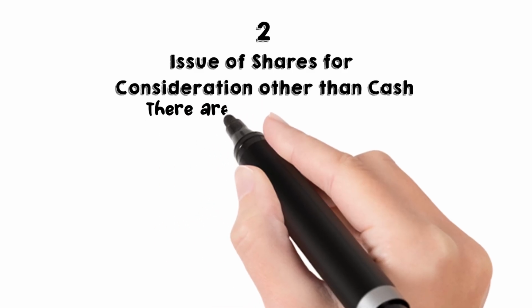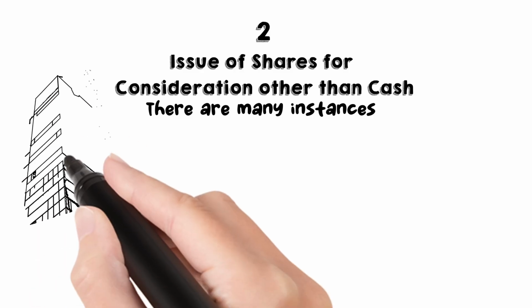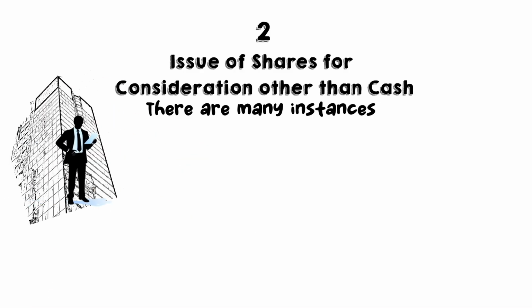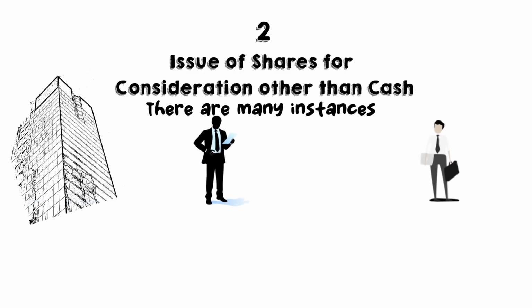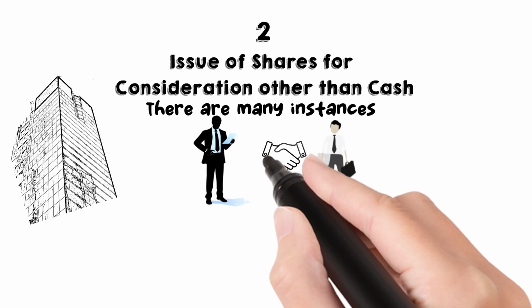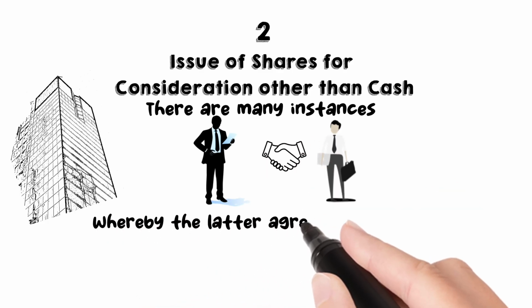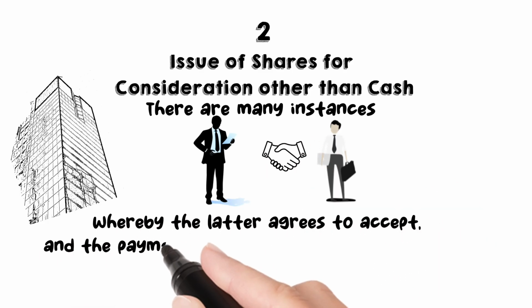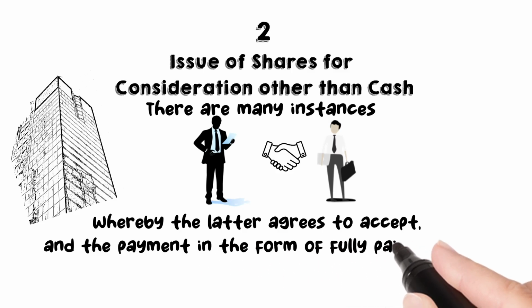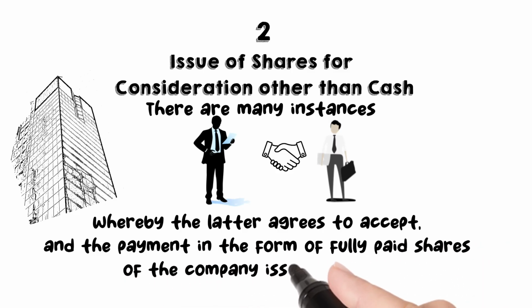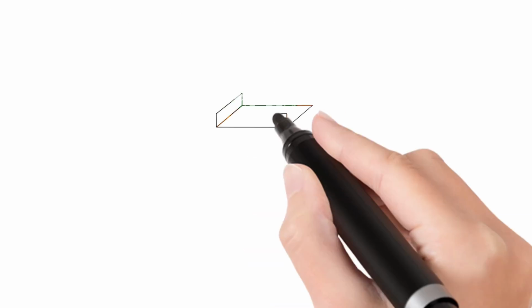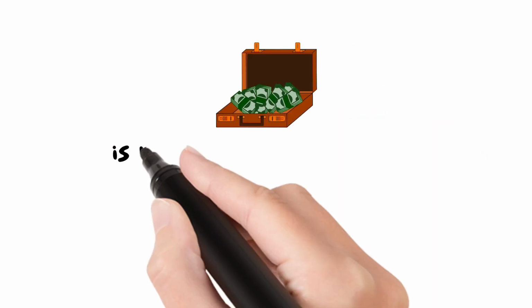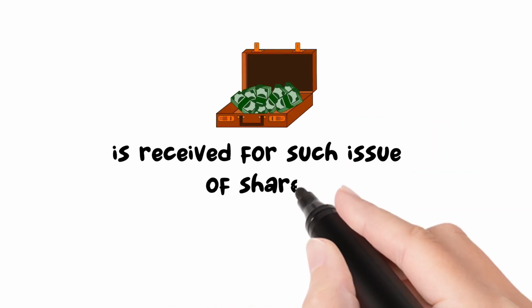Number 2. Issue of shares for consideration other than cash. There are many instances where a company enters into an arrangement with the vendors from whom it has purchased assets, whereby the latter agree to accept payment in the form of fully paid shares of the company issued to them. Normally, no cash is received for such issue of shares.